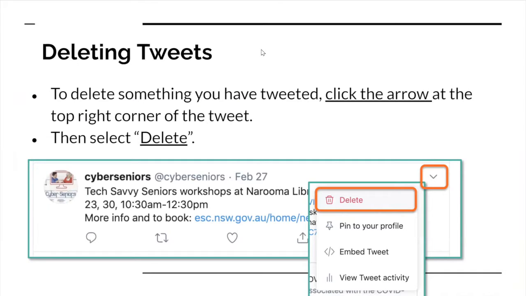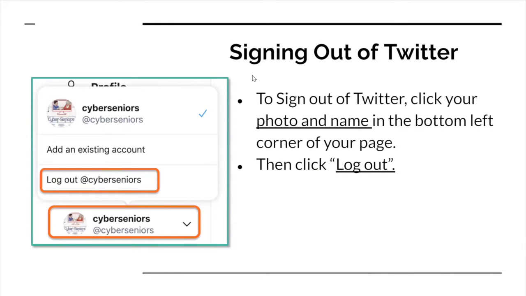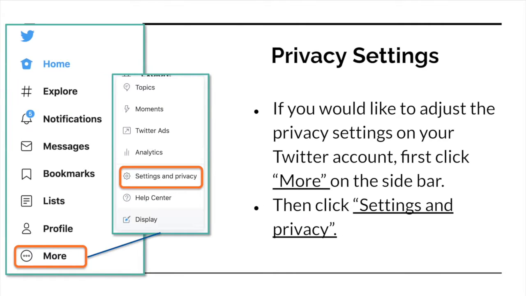If you'd like to delete a tweet, all you have to do is click the arrow at the top right corner of your tweet and then select delete. To sign out of Twitter, click your photo and name in the bottom left corner and simply click log out. If you would like to adjust your privacy settings on your Twitter account, first click more on the sidebar, then hit settings and privacy.